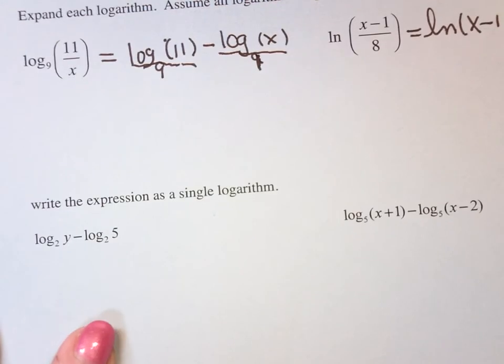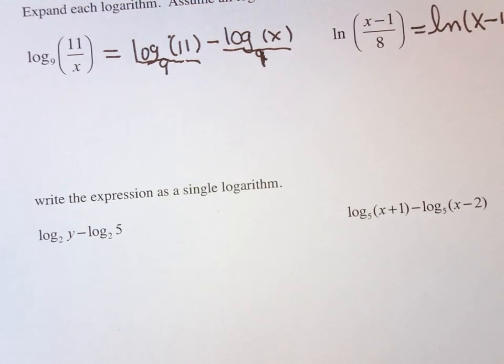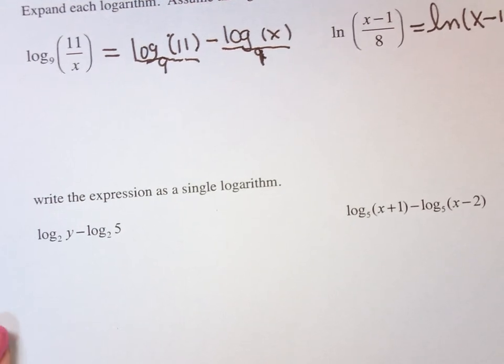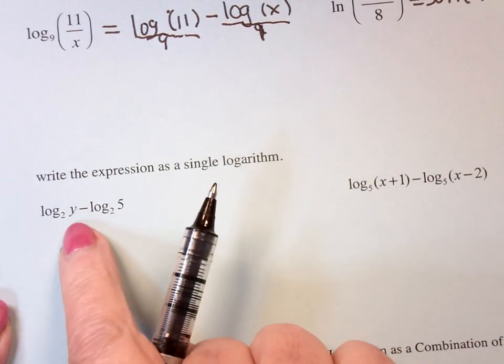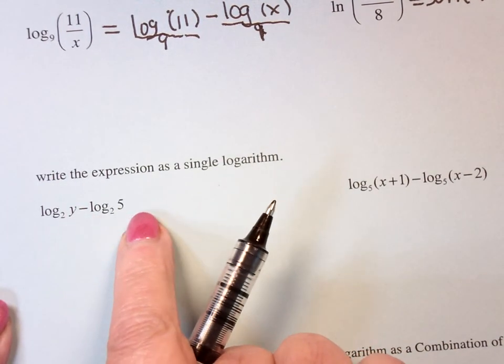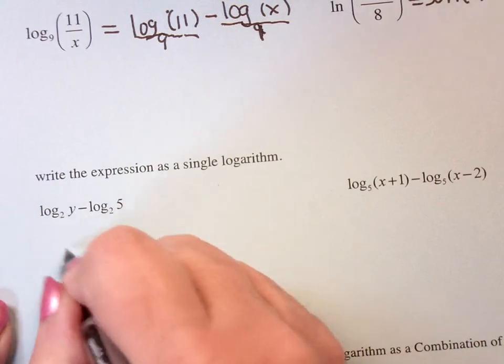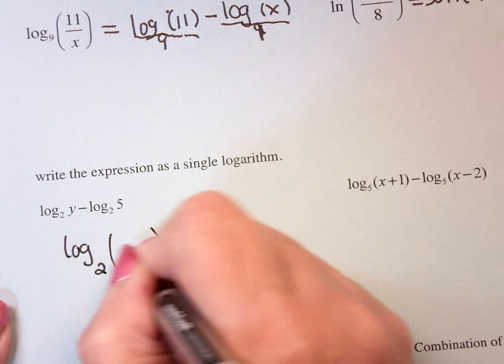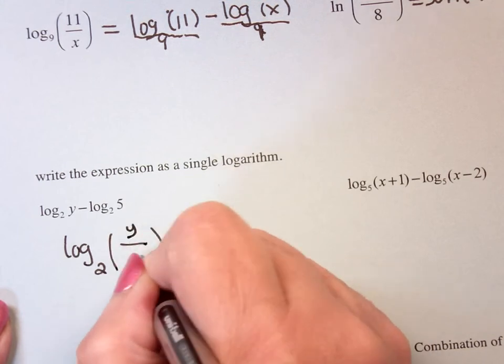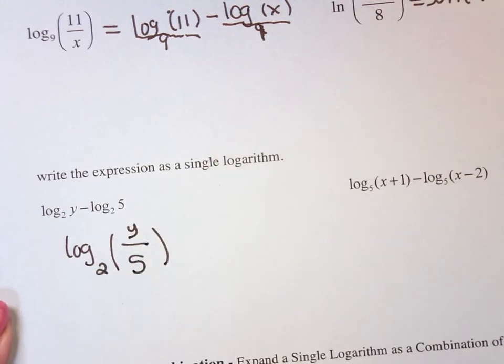Now express as a single logarithm, that says I'm going to bring it back together. I have log base 2 of y minus log base 2 of 5. The numerator is going to be log base 2 of, the numerator is y, the denominator is 5, so it's y over 5.